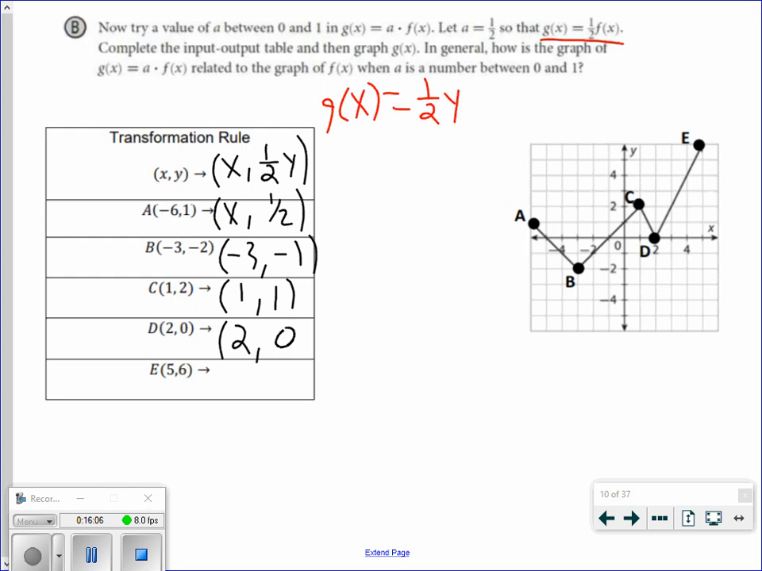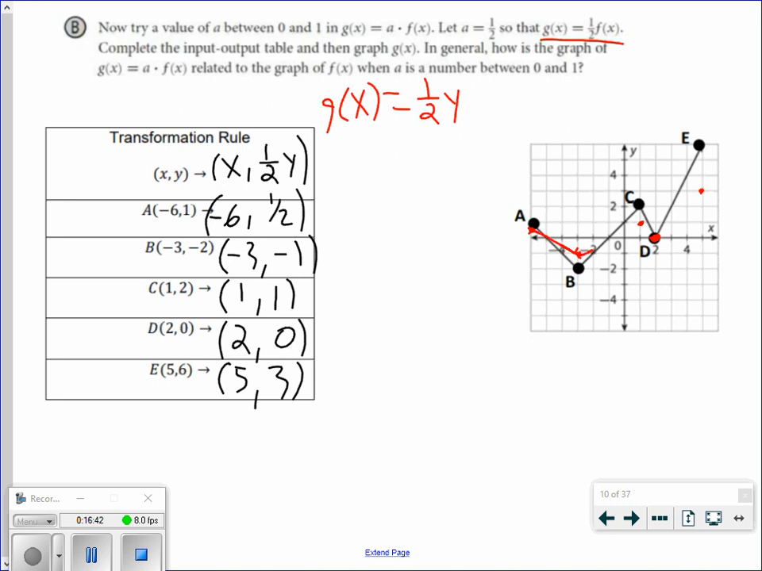2, 0 stays 2, 0. That's perfectly fine. E becomes 5, 3. So that's what our points are, and we're going to go ahead and plot them like we always do, so you can see exactly what's happening. I'm not sure why I put x instead of -6 here. That should be a -6. So -6, comma 1/2. There we go. So we'll go ahead and plot these. -6, positive 1/2, -3, -1, sorry. 1, 1, 2, 0 stays the same, and 5, 3.